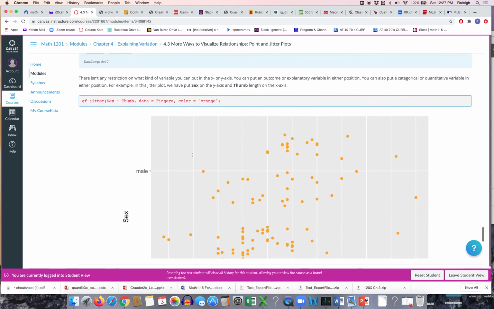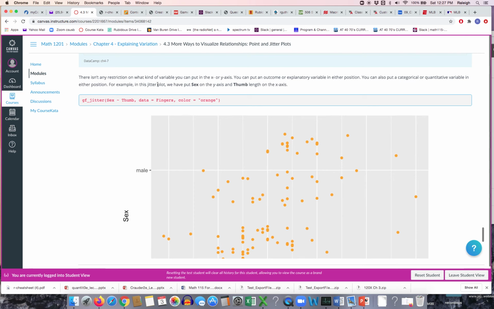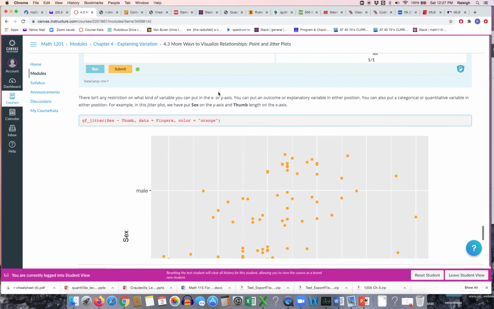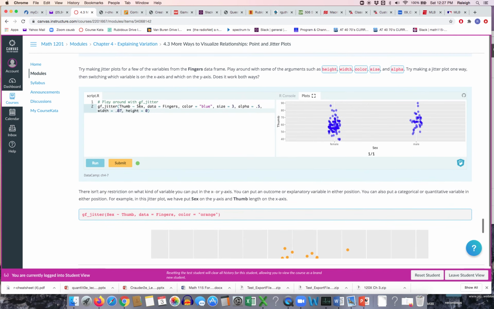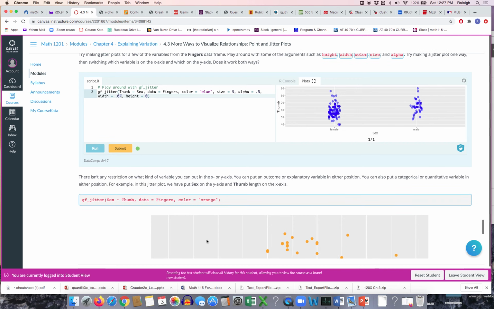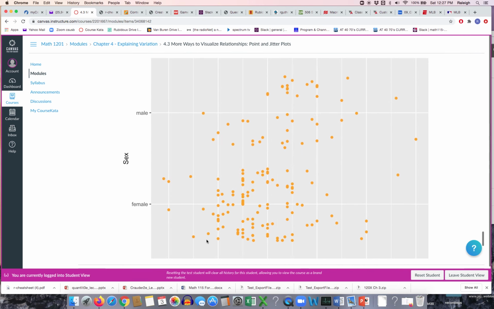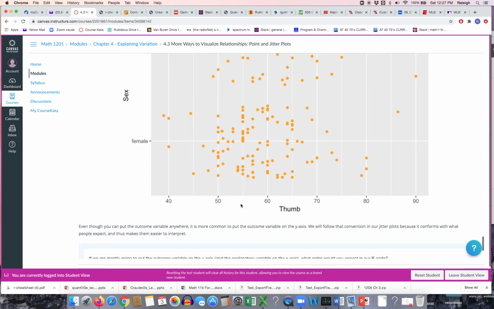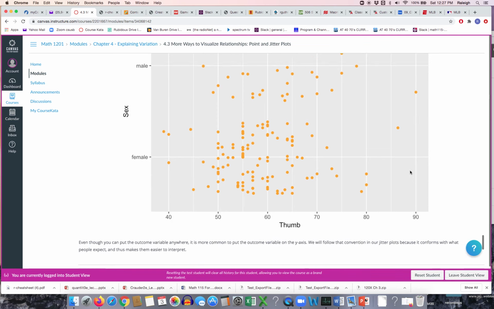No big deal. So no restriction on what kind of variable you could put in the x or y axis. So we could switch that, and instead of thumb tilde sex, thumb being y and sex being x, because it's always y tilde x, what if they switched it to sex tilde thumb? All that happened was the males are on top and the females are on the bottom. But now they have the advantage of having the thumb going from smallest to largest. In some ways, I think this is actually better.